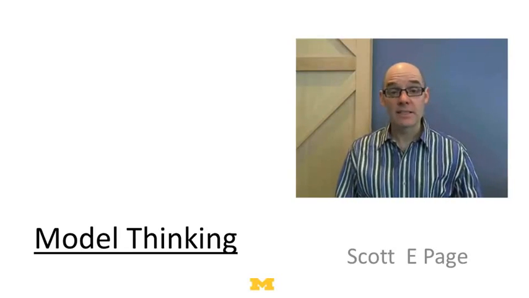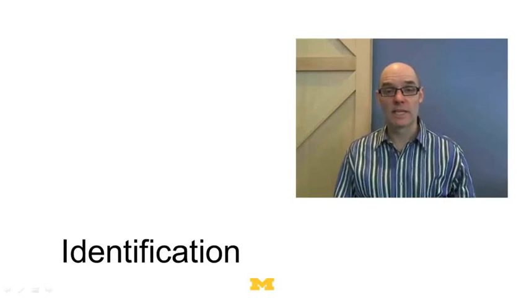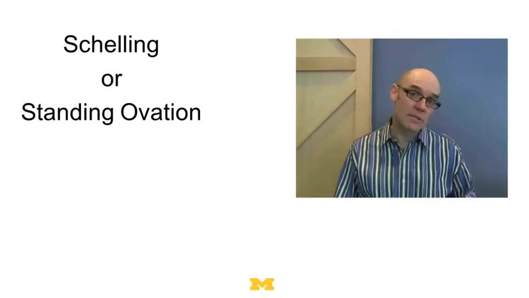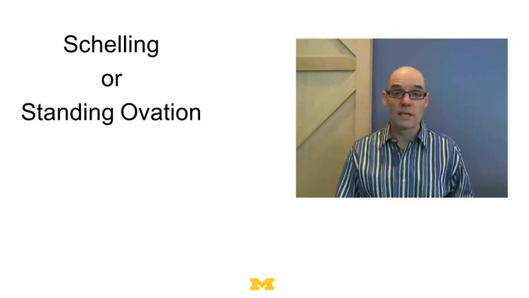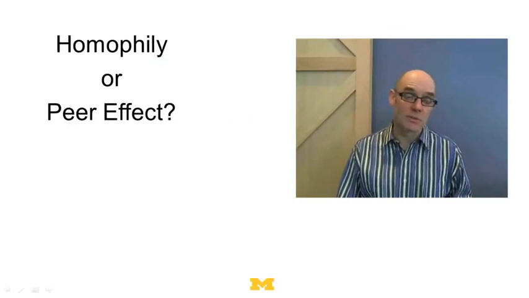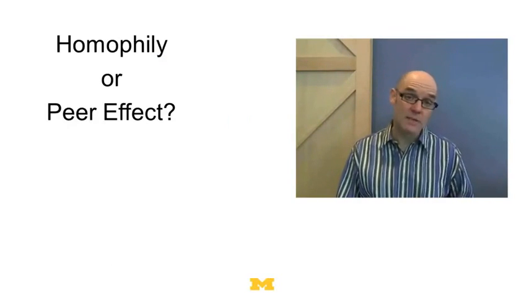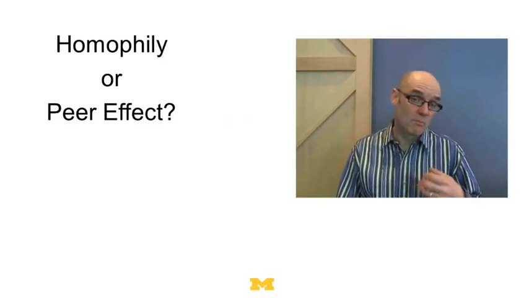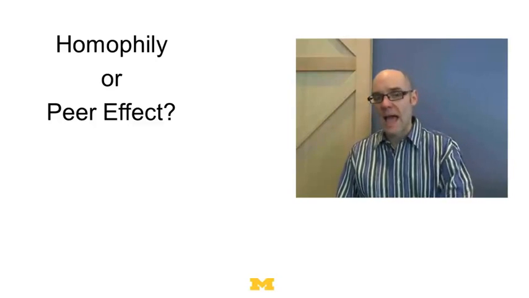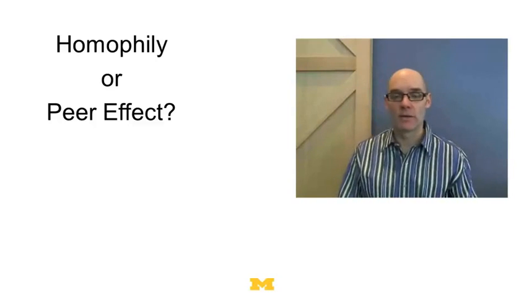Hi. In this last lecture in this module, I want to talk about something known as the identification problem. That is basically the question of how do you tell whether something occurred, whether people hanging out with each other look alike happened because of sorting, because of excelling, or because of the standing ovation peer effect? Or to use the fancy academic terms, is this because of homophily, this idea that you want to be with people who are like you, or is it because of peer effects? You act like people who you hang around with.